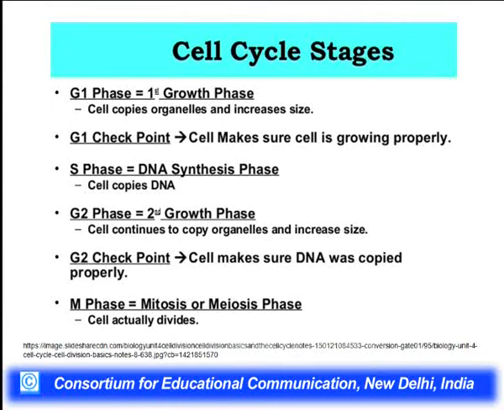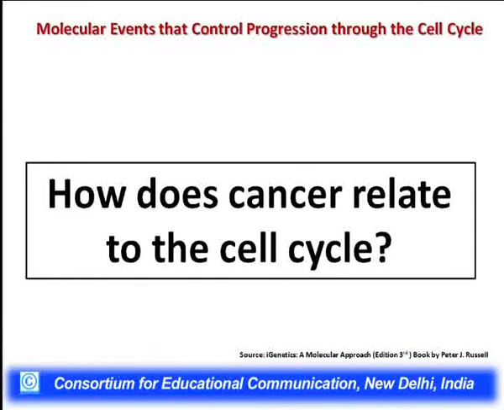The third phase is called the G2 phase, where the second growth develops and the cell continues to copy its organelles and increase its size, and it gets ready for the subsequent division process, which takes place in the M phase. Now, how exactly are cancer cells related to these cell cycles? So we'll come to the molecular events that control the progression through the cell cycle.